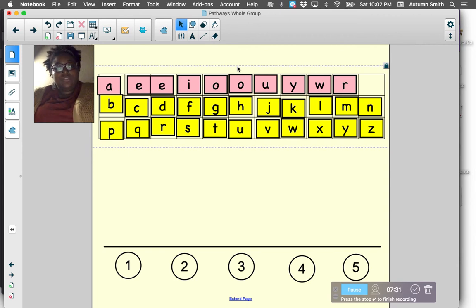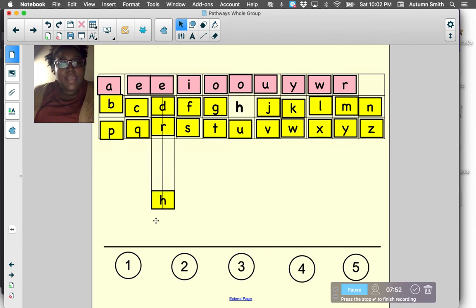Let's say the sounds that you hear in the word hot. Say them with me. H, ah, t. There are 3 sounds in the word hot. What's the first sound that you hear in the word hot? How do you spell it? That's the letter H. Write the letter H on your board.